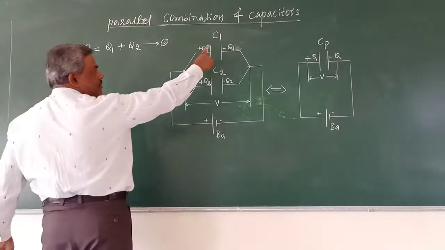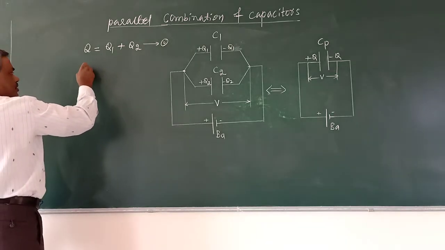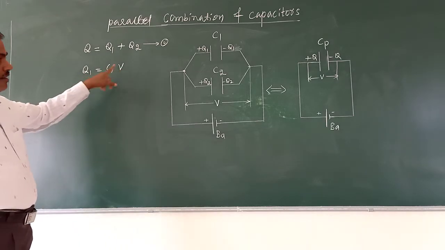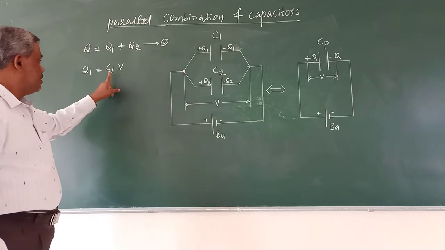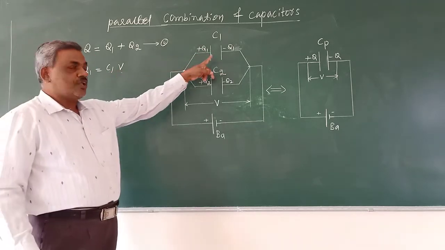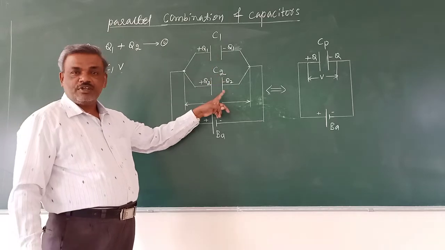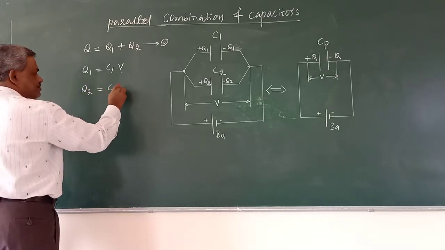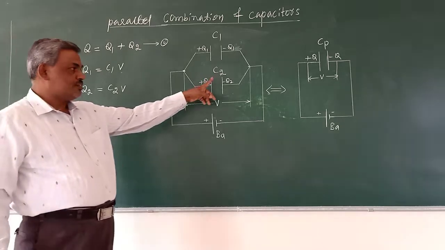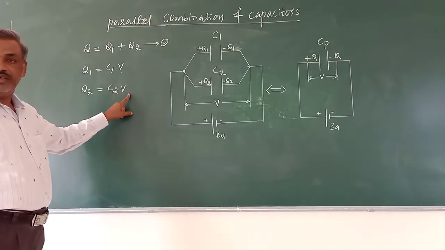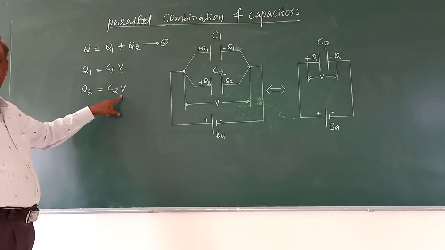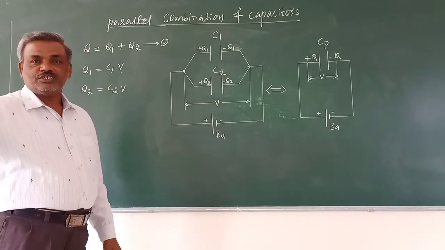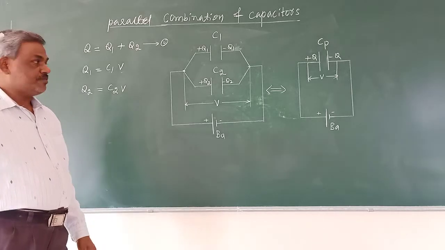Now charge on the first capacitor, Q1 equal to C1V. Q1 is the charge on first capacitor, C1 is the capacitance, V is the potential, same potential for both capacitors C1 and C2. Now charge on the second capacitor, Q2 equal to C2V. Now you have observed in the two equations V and V, same potential, same voltage for both capacitors. Therefore, in parallel combination, the potential difference across each capacitor is same.